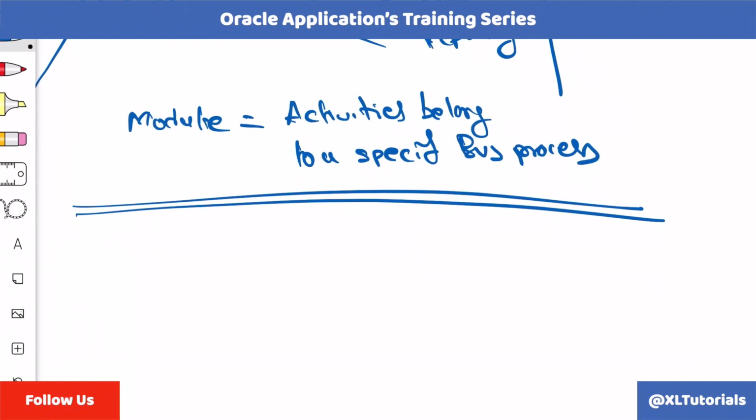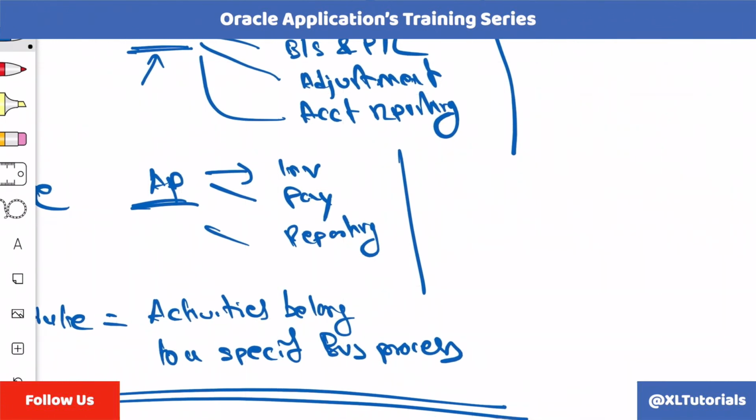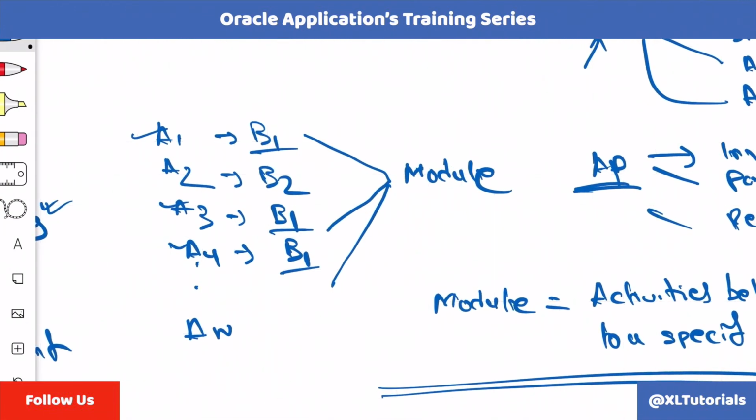Oracle has named the different modules, so you will get names of modules like GL, AP, AR, FA, purchasing, inventory. There are so many Oracle modules. The name is obviously for understanding and recall value, but the basic premise and the basic construct of each module is the same. If you see any module, you can break it down into different distinct activities that are being performed under that module.